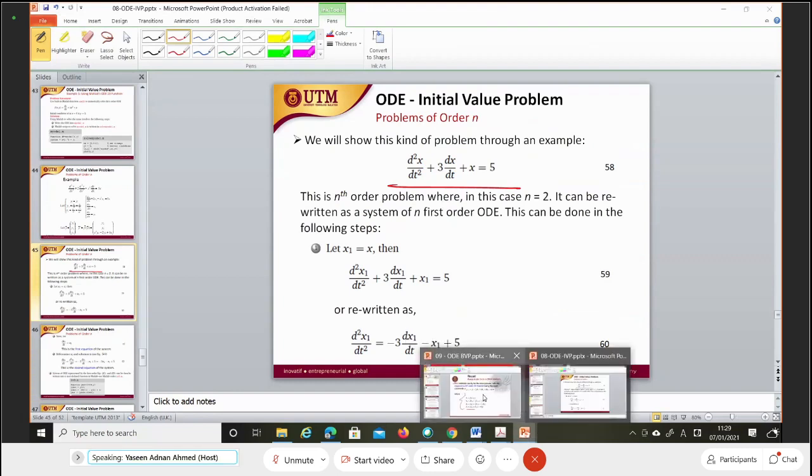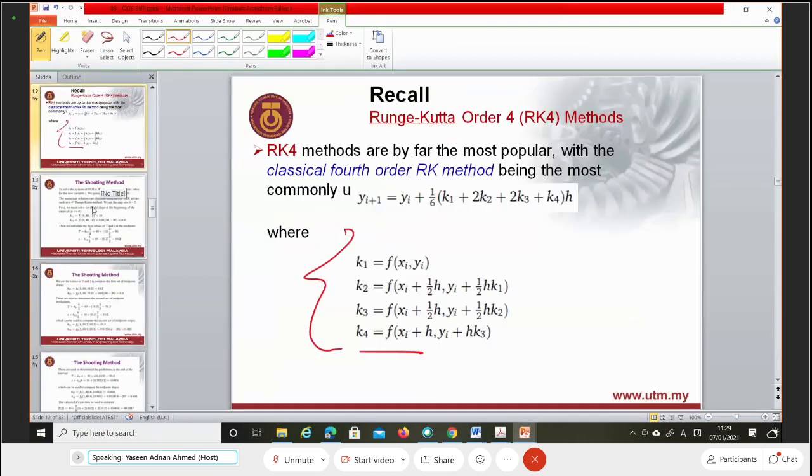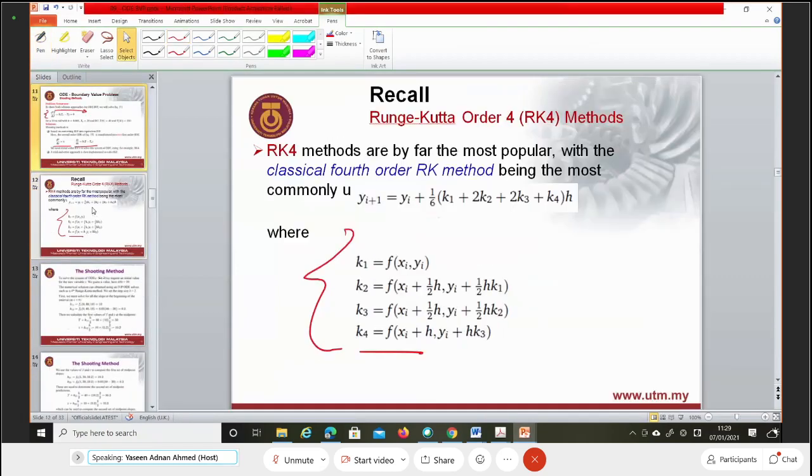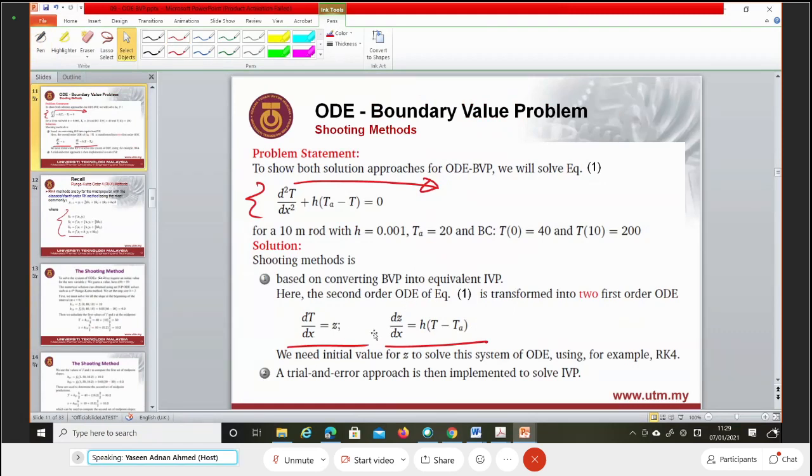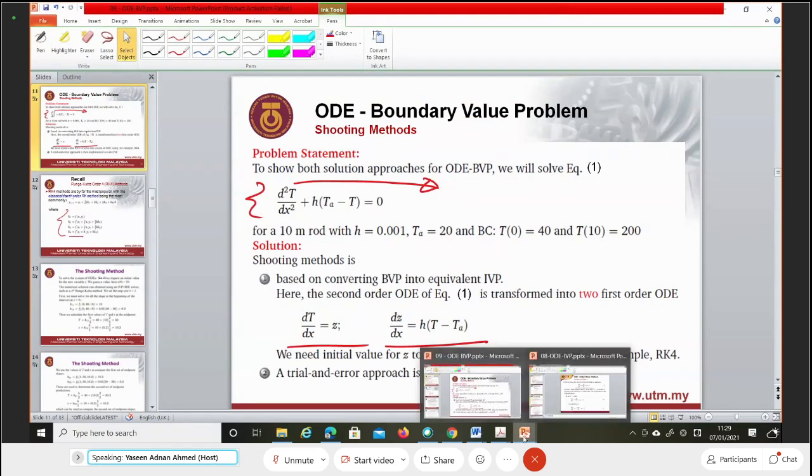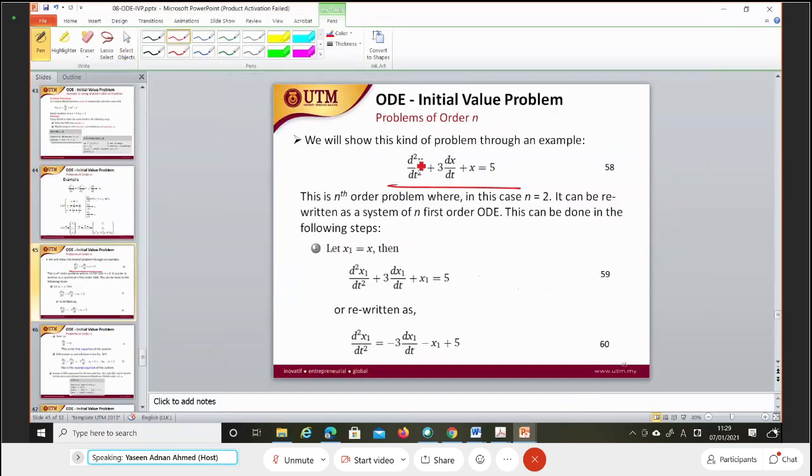Well, hold on. So the way is the same. For example, in this case, if you say that dx by dt is z, I just write dx by dt is z. This is the first equation.